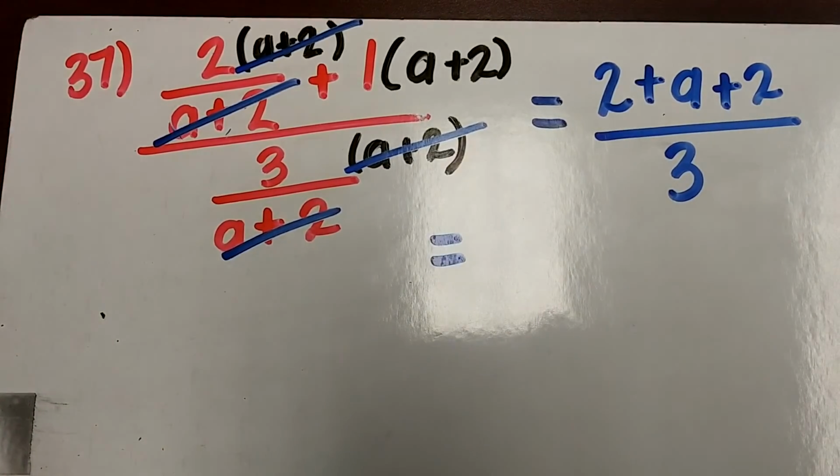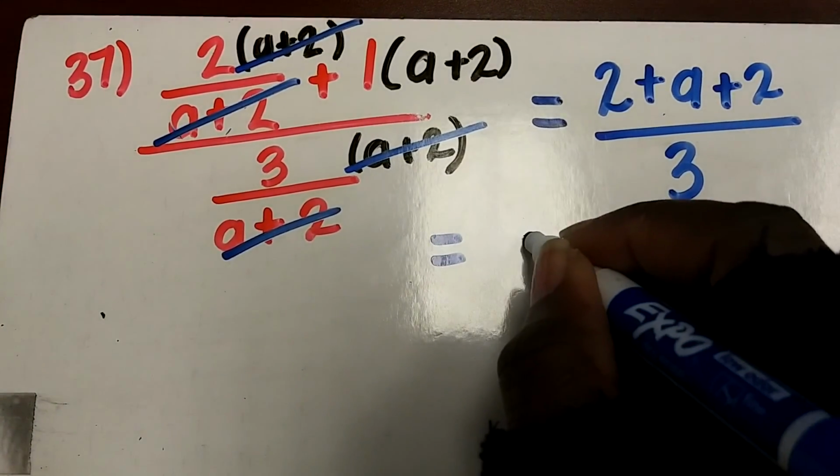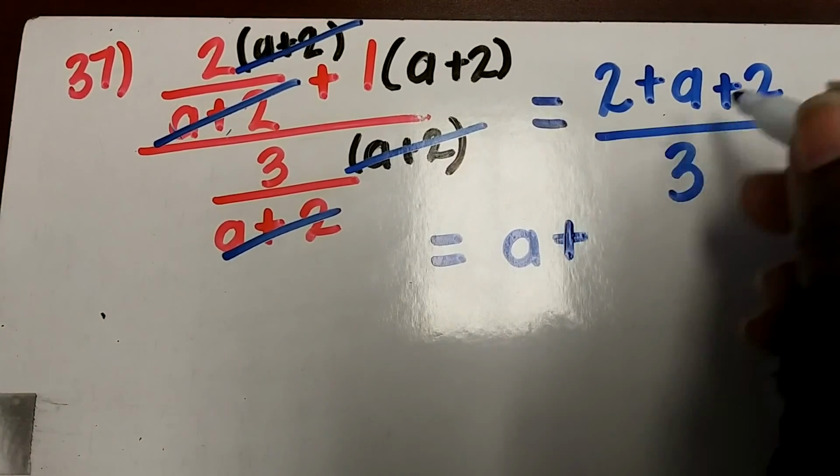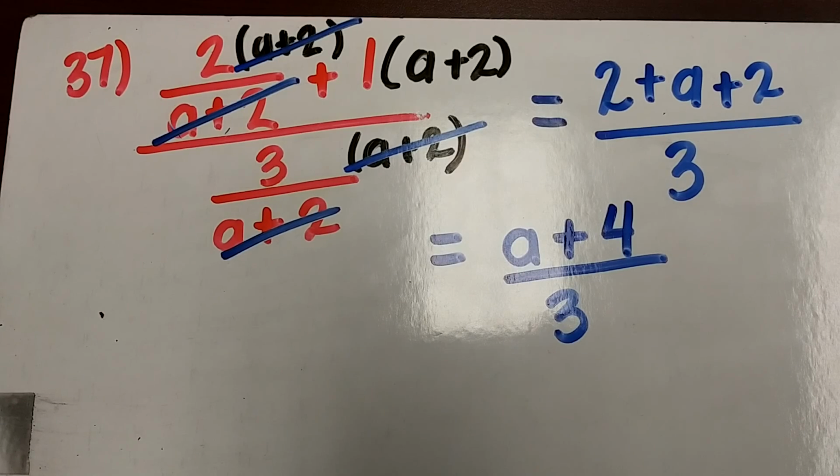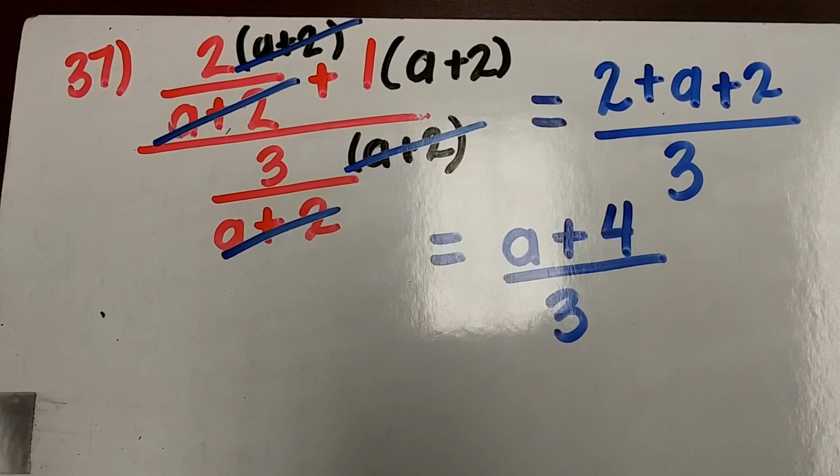So now in my numerator, combine your like terms. I have a plus 2 plus 2, which is a plus 4, over 3. And that is my answer. Let's try another one. Let's try 39.